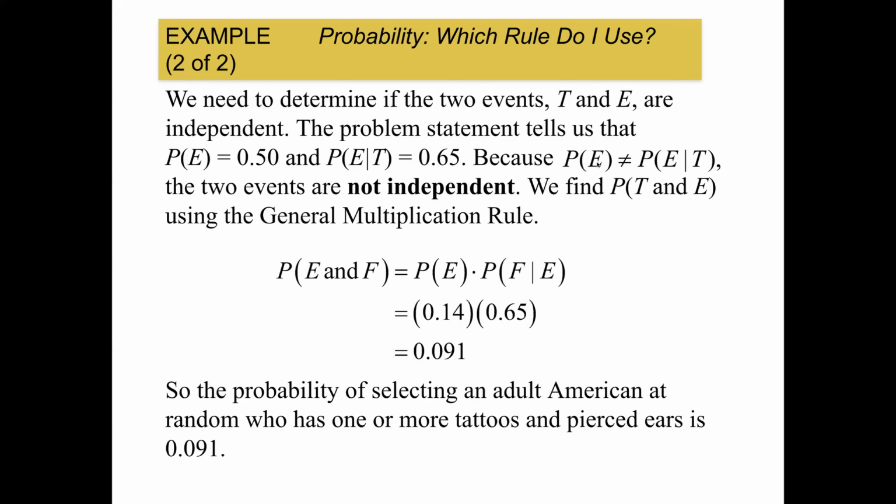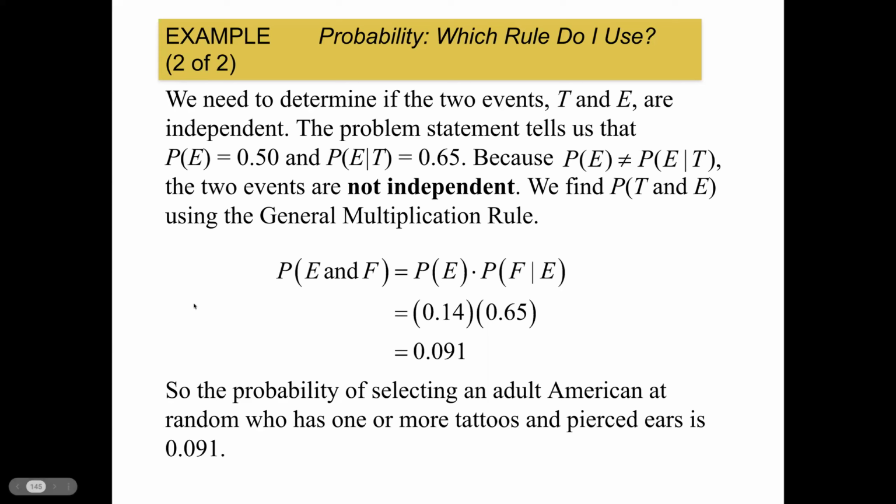If the probability of ears pierced does not equal the probability of ears pierced given that you have a tattoo, one or more tattoos, if that's not equal, then we know they're not independent. Not equal, not independent. If these were equal, they would be independent events, and we could use the easier multiplication rule for independent events. In this case, we have to use the general rule. But thankfully, we've been given both these probabilities in the actual word problem, so we can just multiply them out.